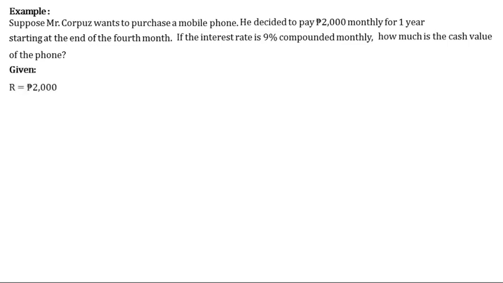So, tingnan muna natin yung given. So, meron tayong periodic payment na 2,000 pesos. Then, sabi dyan, monthly siya nagbabayad sa loob ng 1 year. So, meron tayong 12 times na nagbayad. Then, starting at the end of 4th month. So, hindi siya nagbayad nung unang 3 buwan. Kaya, 3. Then, rate is 9% or 0.09. And n is equal to 12 since it is compounded monthly.